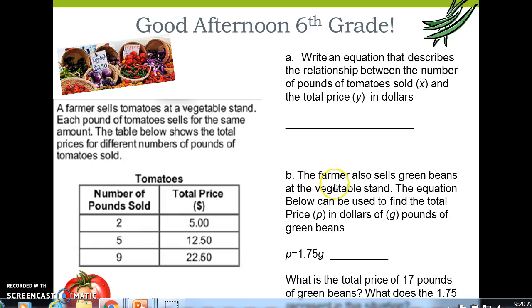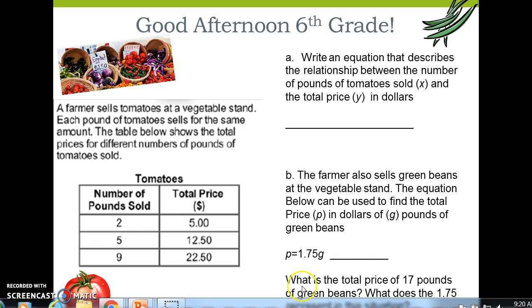All right, going over to B, it says the farmer also sells green beans at the vegetable stand. The equation below can be used to find the total price, P in dollars, of pounds, and they're using the variable G, of green beans. A very similar equation, right? So we have P equals 1.75 times G. Remember, whenever we have a variable that's right next to a number, that always means to multiply.